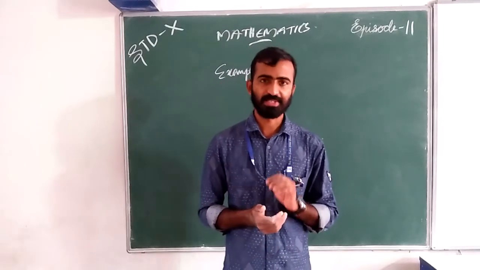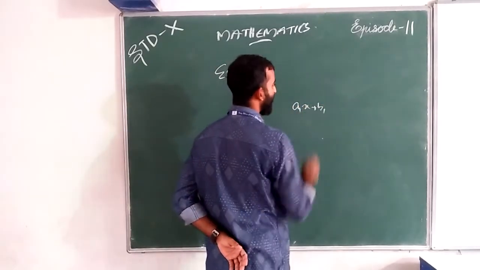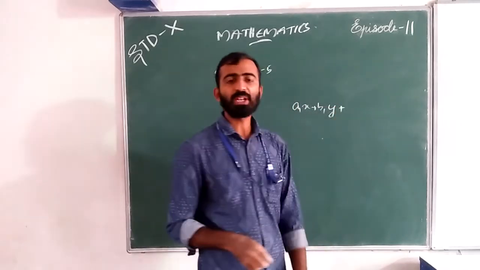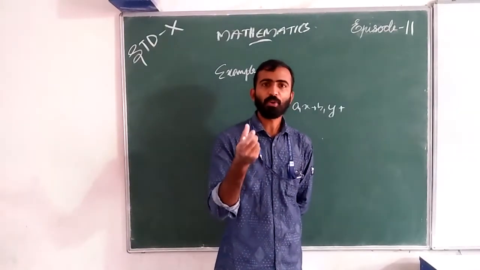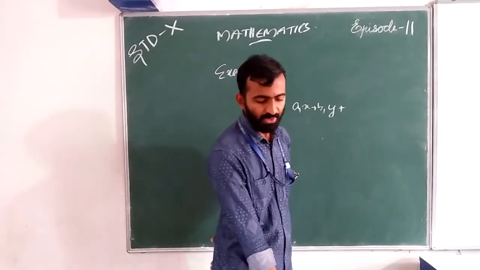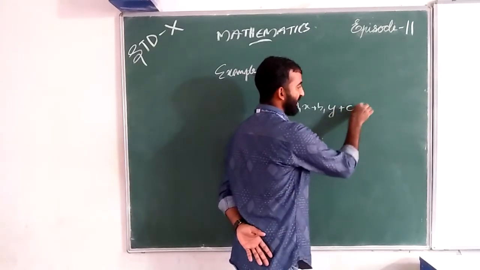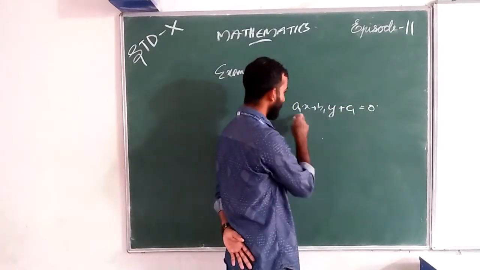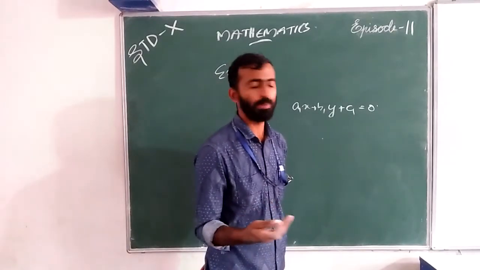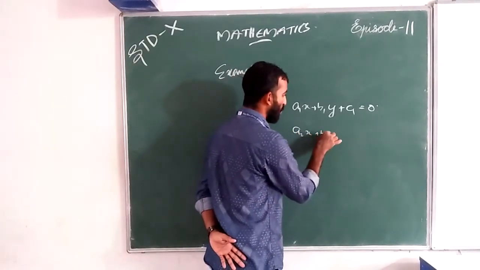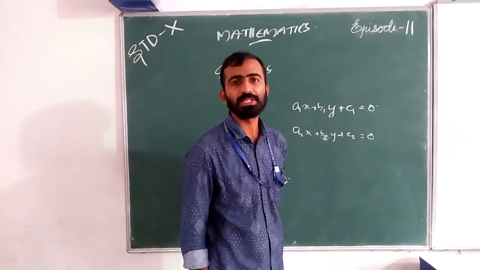When we write a pair of linear equations in two variables, we can write a1x plus b1y plus c1 equal to 0, or we can write a1x plus b1y equal to c1, and a2x plus b2y plus c2 equal to 0. These are two linear equations in two variables.